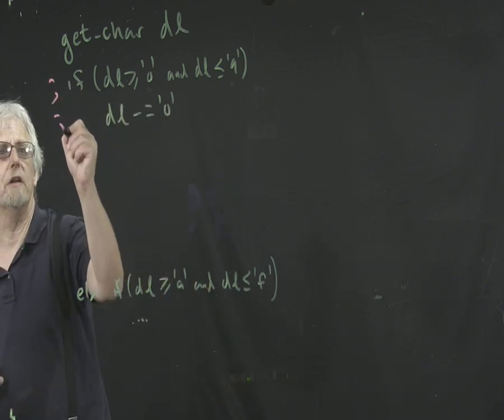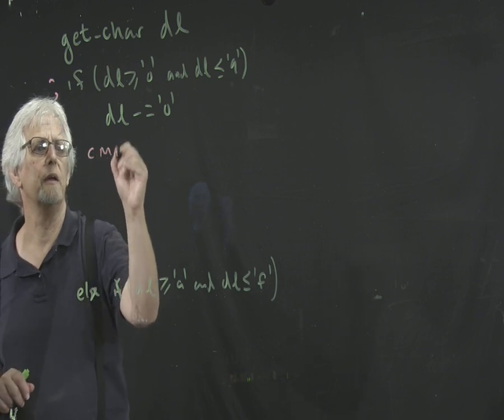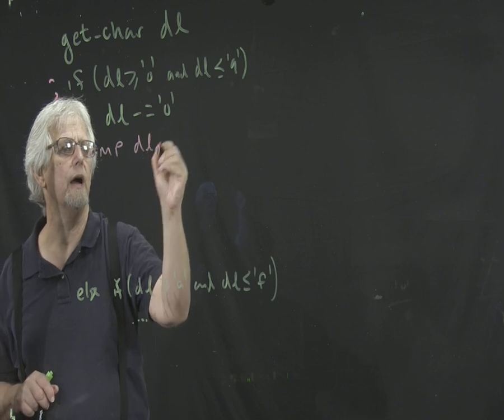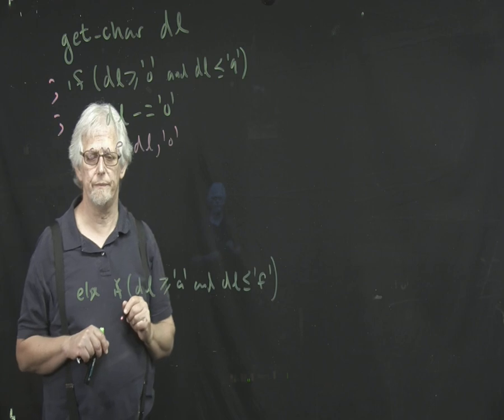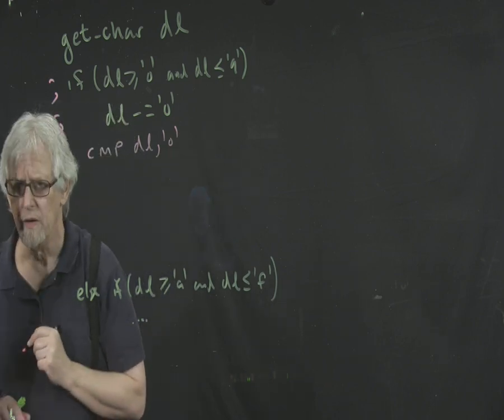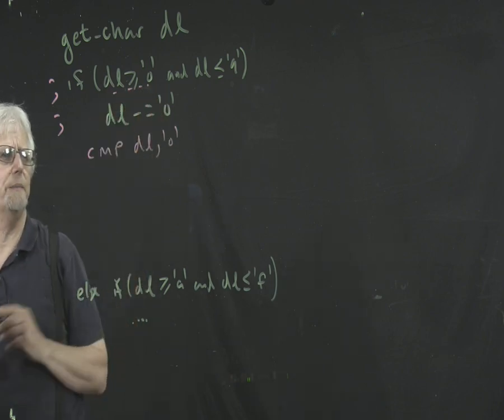This was comments. That makes an assembler. We're going to start out with CMP DL, comma, okay? So that's my assembler. This was that part over here, right?